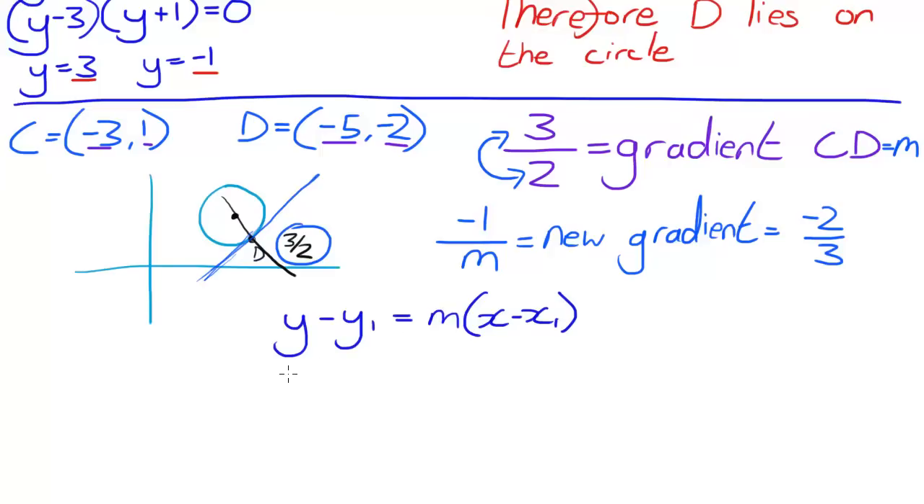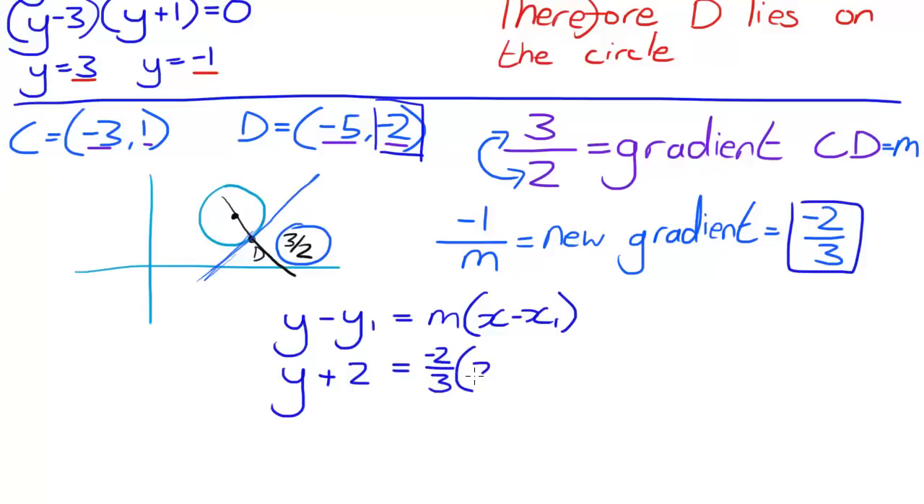We've got y is going to stay the same, and then y1 is going to be our y coordinate for D, so minus minus 2 is plus 2, is equal to our new gradient, m, minus 2 over 3, then x minus minus 5, plus 5. And actually if we just leave it like that we'll get all the marks, but just for kicks let's go through and sort it out a little bit.